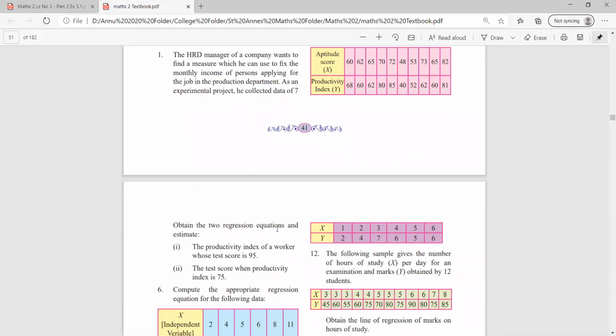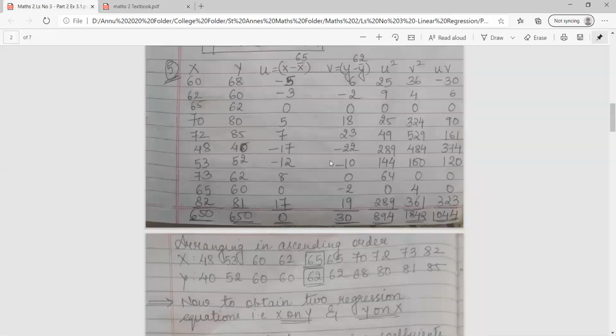That means they have told us to find out both BYX and BXY, and also estimate productivity index of a worker whose test score is 95 and test score when the productivity index is 75. That means they have told us to find out X on Y value as well as Y on X value when one variable is given. So no worries, we'll go slowly with the sum and try to understand each and every step.